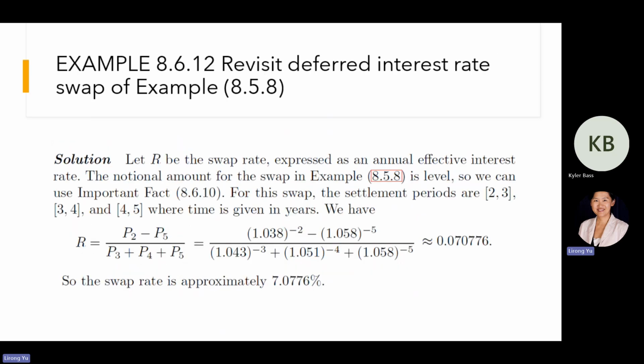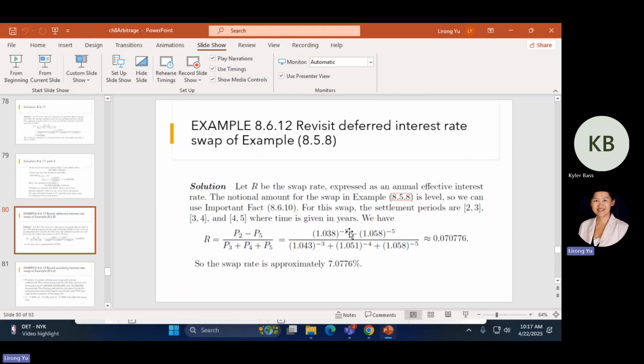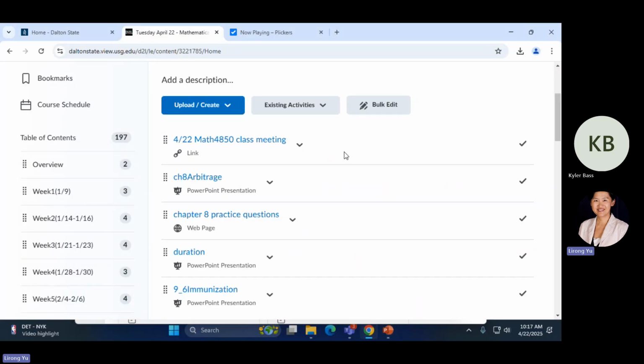So this is the swap rate applied when you have equal notional amount for every settlement period. And if you already have your swap rate, calculating PT wouldn't be a big problem. So we're going to do that with our exercise question for today.